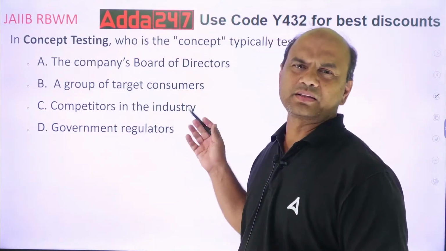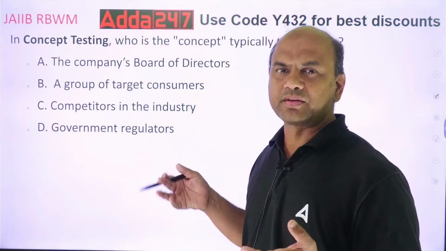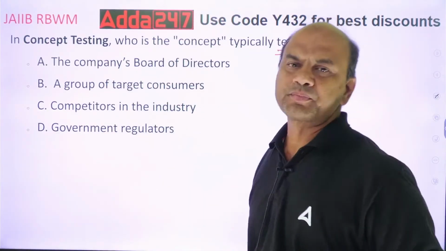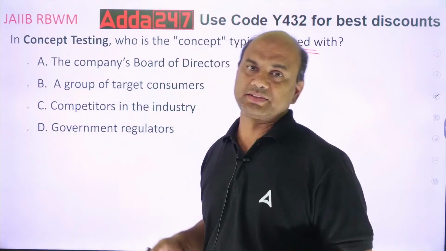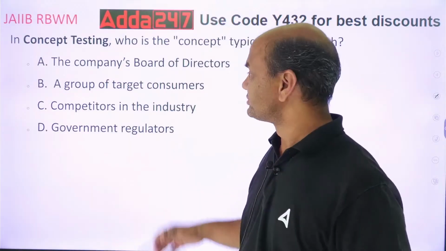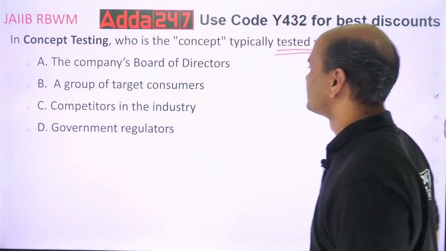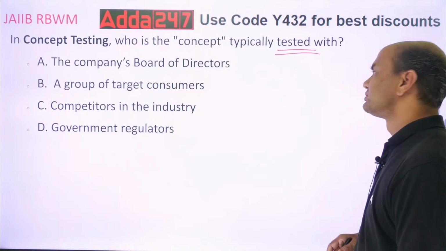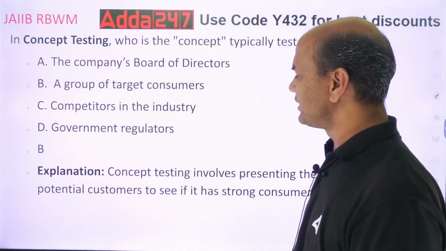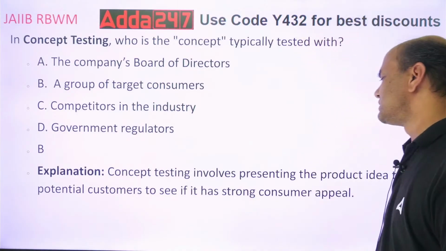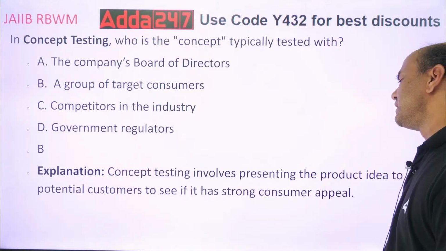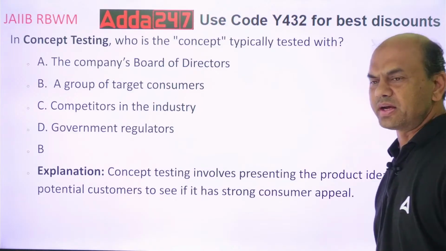See, the board of directors and everyone, these are not the parties. Testing is always done with a sample size, so the board of directors can't be the sample size, right? Competitors, government regulators, so what is the answer? The answer is B, a group of target consumers. Concept testing involves presenting the product idea to potential customers to see if it has strong consumer appeal.